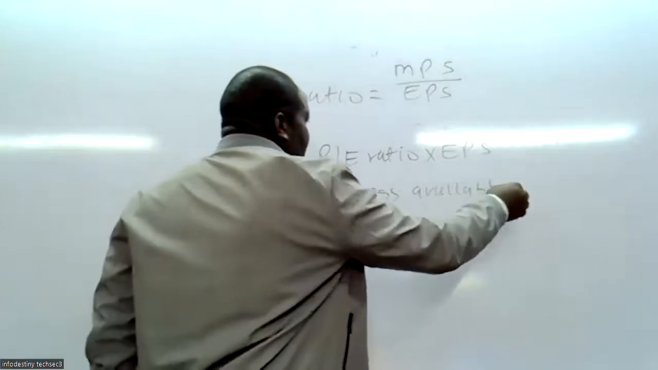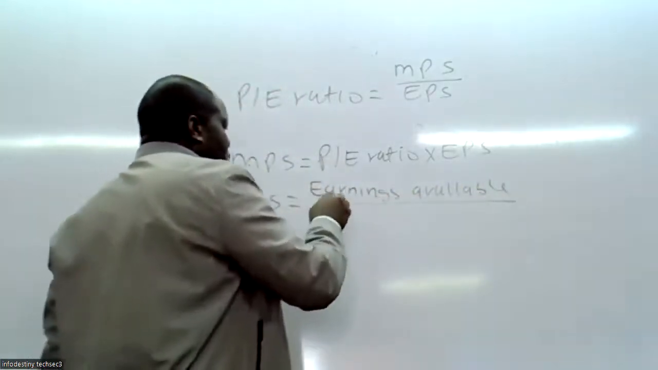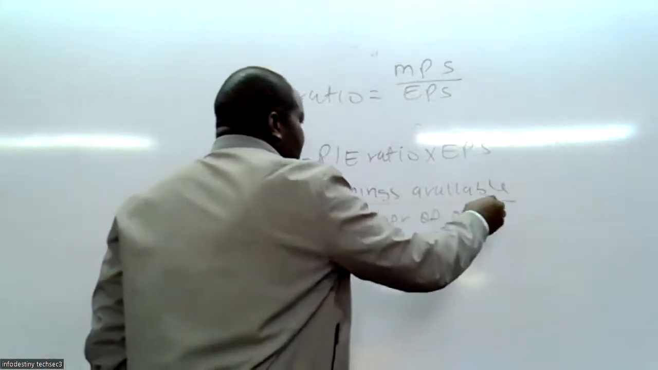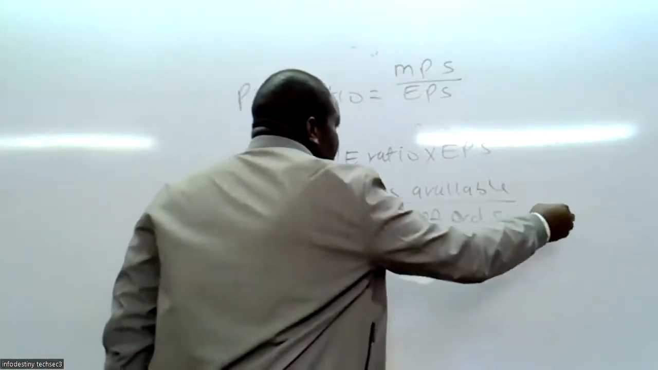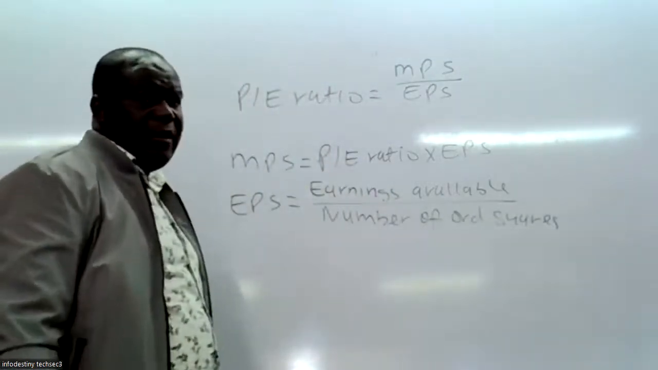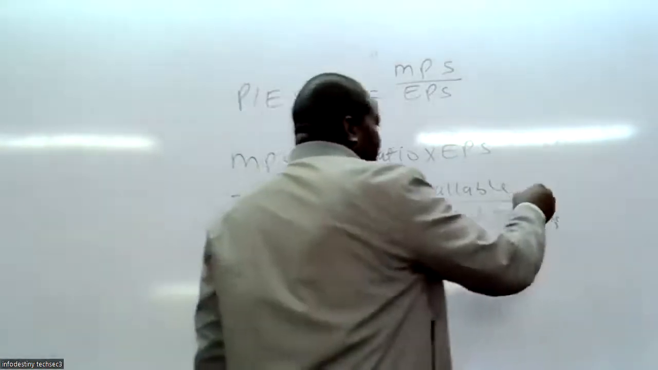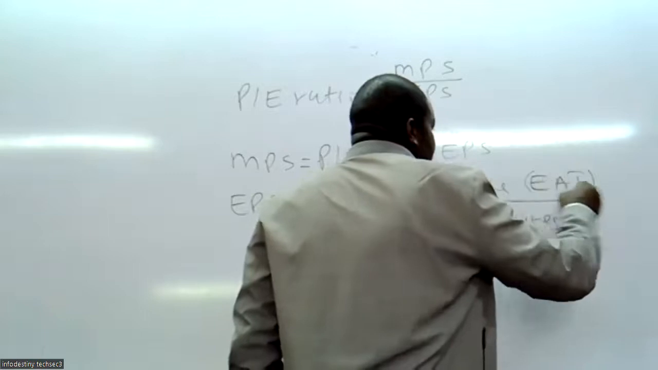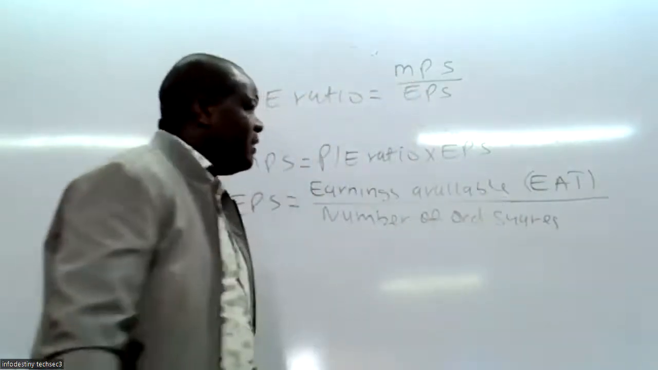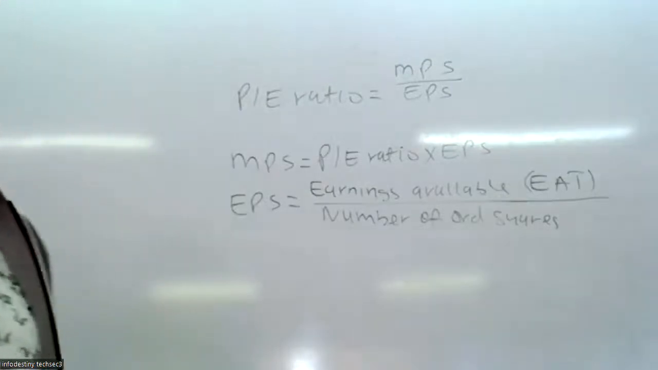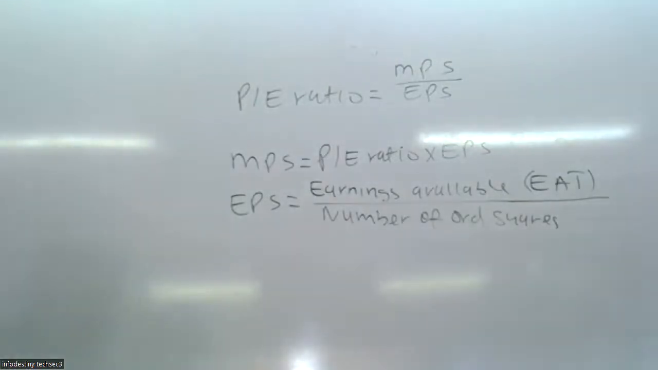divided by the number of ordinary shares. Earnings available is the same as earnings after tax.